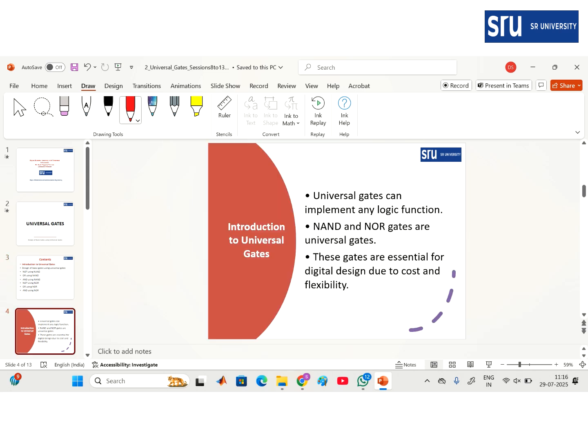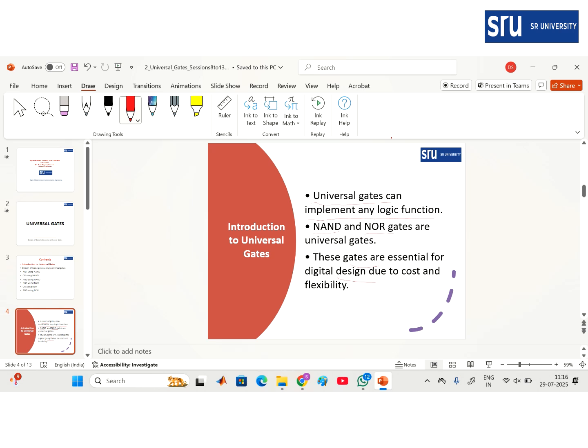So firstly, if we consider the universal gates, universal means universally we can design any logic function. Any logic function we can design using these universal gates. There are two types of universal logic gates, that is NAND gate and NOR gate. These gates are essential for digital design due to cost and flexibility.